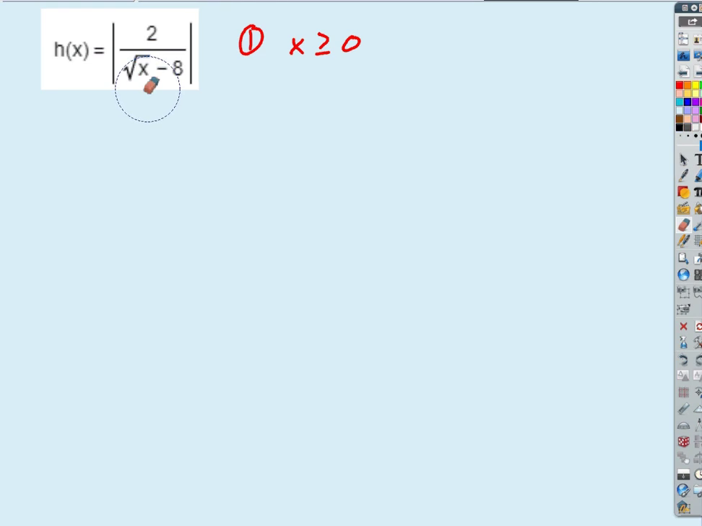Okay, there's something else going on there too. I've got an x in the denominator also, right? And whatever's in the denominator cannot equal 0. So now we've got another red flag popping up. Another issue is that the square root of x minus 8 cannot equal 0. So let's combine those two things. How do I solve for x here? Add the 8. If I add the 8, I end up with the square root of x cannot equal 8.